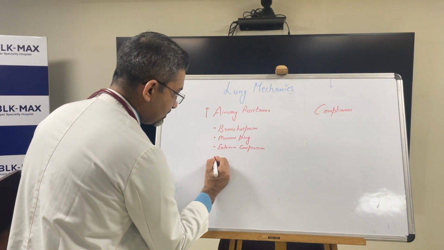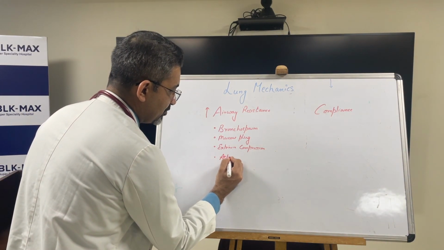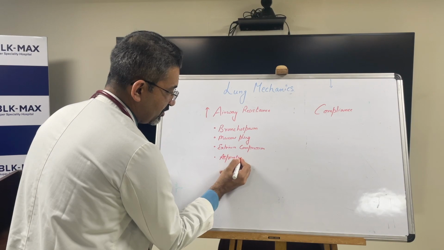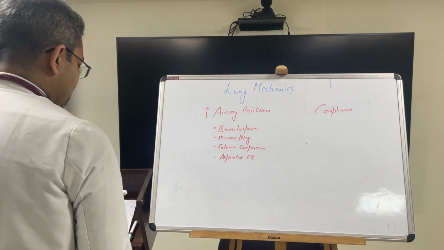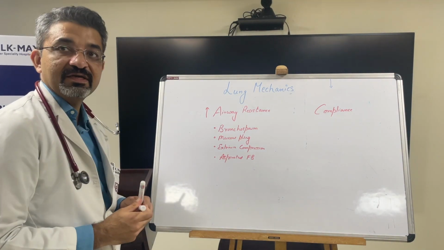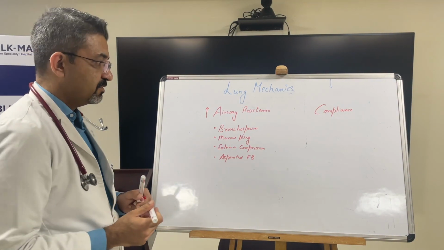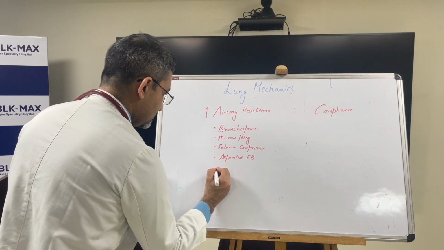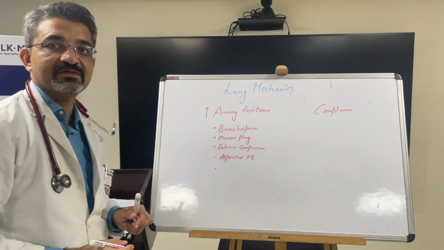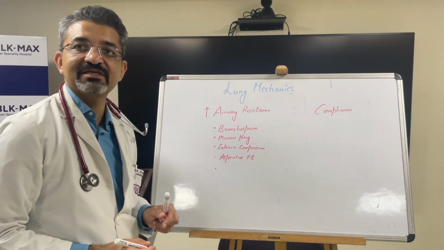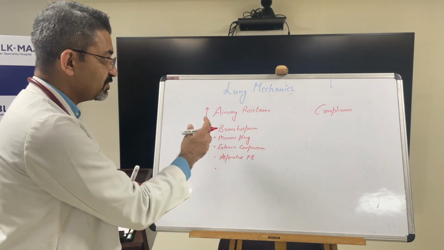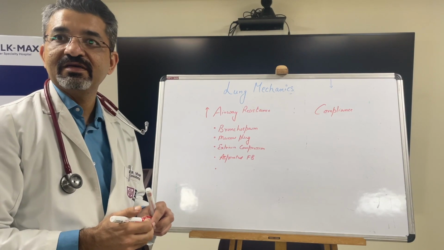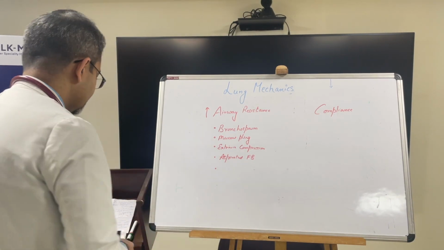Suppose the patient has aspirated a foreign body, so there will be increased airway resistance. There are excessive secretions in a patient who is on a ventilator, so that will offer airway resistance. So these are the causes in which you encounter increased airway resistance.